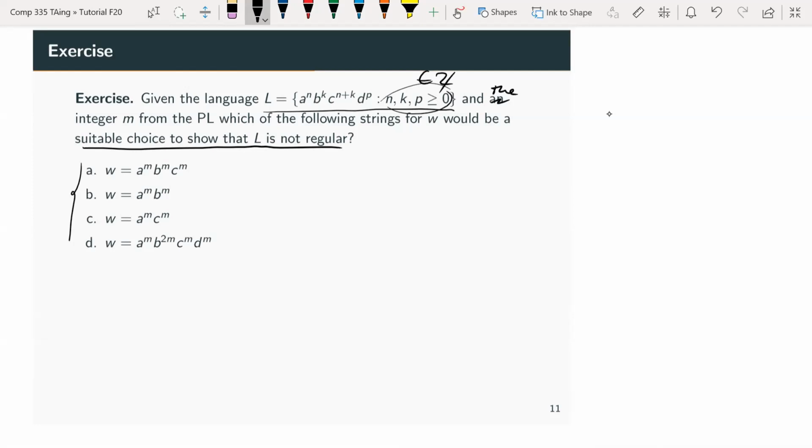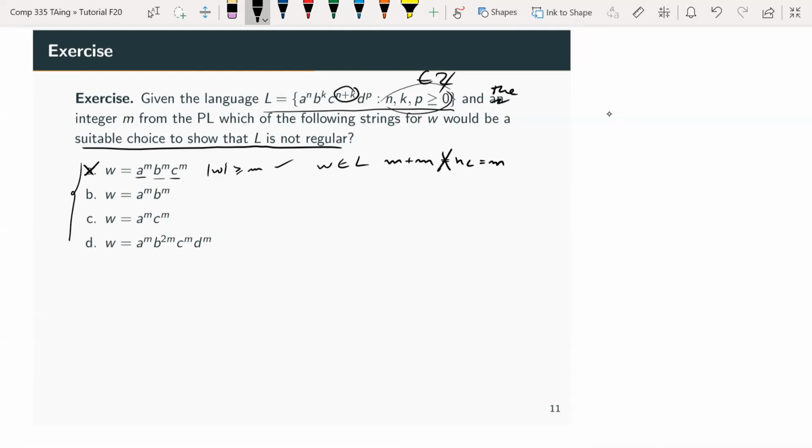Well, let's go through each choice. The first one here, I have A to the M, B to the M, C to the M. So all of my conditions for, let's say, the length of W greater or equal to M, that's correct. Is W in L? Well, no, unfortunately, because here I'm supposed to have the number of C's be the number of A's plus the number of B's. So I should have M plus M is equal to the number of C's, but in this case, this is not true because the number of C's is equal to M. So actually, A is not going to work.